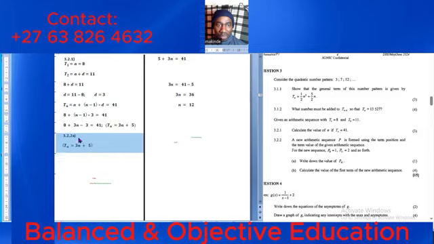So question 3.2.2. A new arithmetic sequence P is formed using the term position and the term value of the given arithmetic sequence. For the new sequence, P8 equals 1 and P11 equals 2 and so forth. Now, they want us to write down the value of P41, that is the value of the 41st term in the sequence Pn.